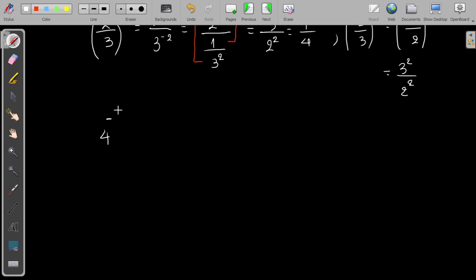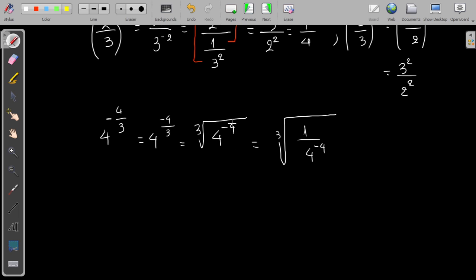And I can also have, for example, 4 to the power of minus, let's say 4 over 3. Now this minus, I will move it to the numerator, minus 4 over 3, and then I use my property, third root of 4 to the power of minus 4, and then I continue inside here, cubic root of 1 over 4 to the power of minus 4. You see here, I just continue my properties. So this one became this one, which is, on the other side, third root of 1 over, plus, which is third root of 4 to the power of 4.